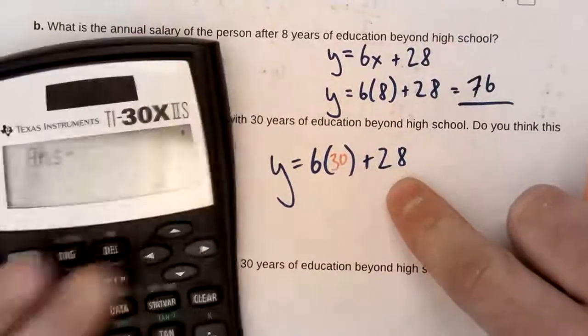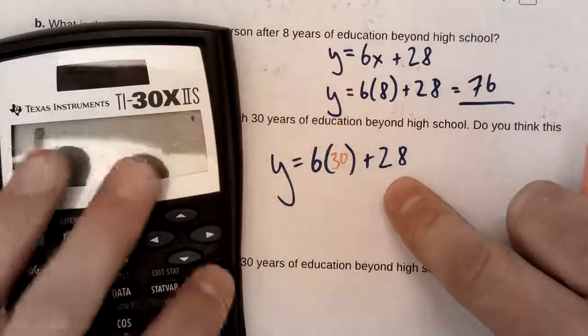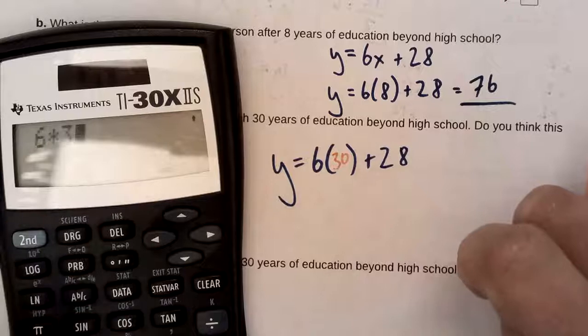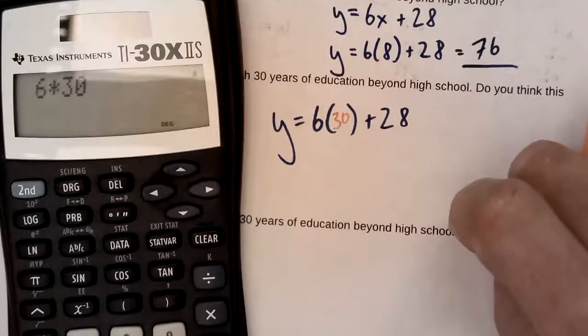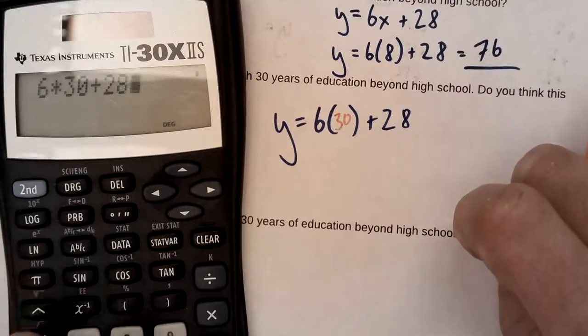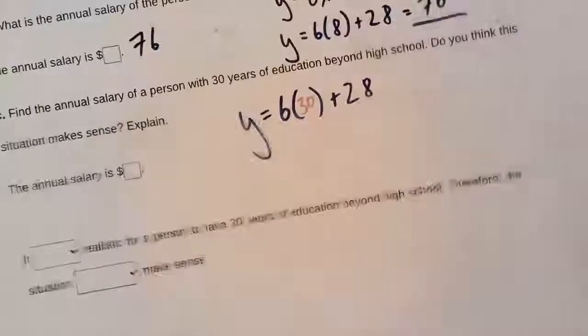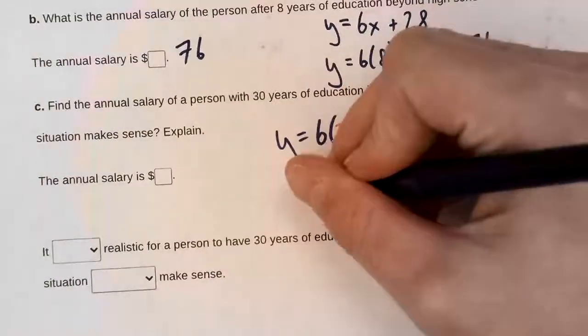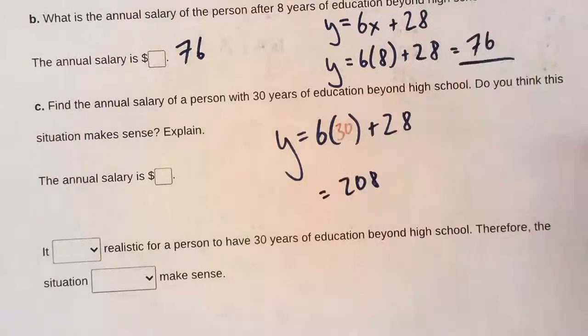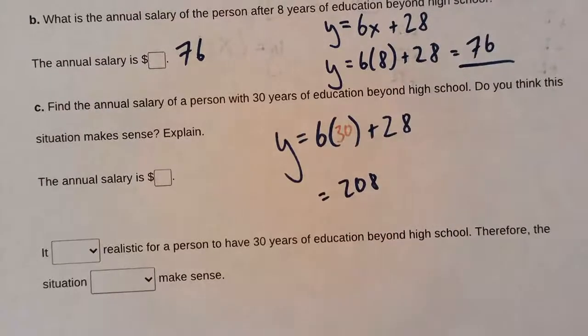So I'm going to go to my calculator again. I got 6 times 30 plus 28 is 208. Equals $208,000 a year.